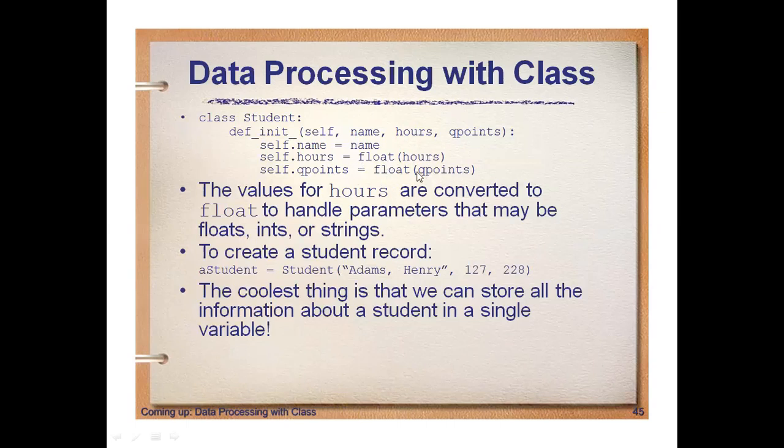Then quality points, again, this is going to be how a student has performed inside the class. So these are the quality points, and again I am defining it as floating point. So this is how the class is being defined here.